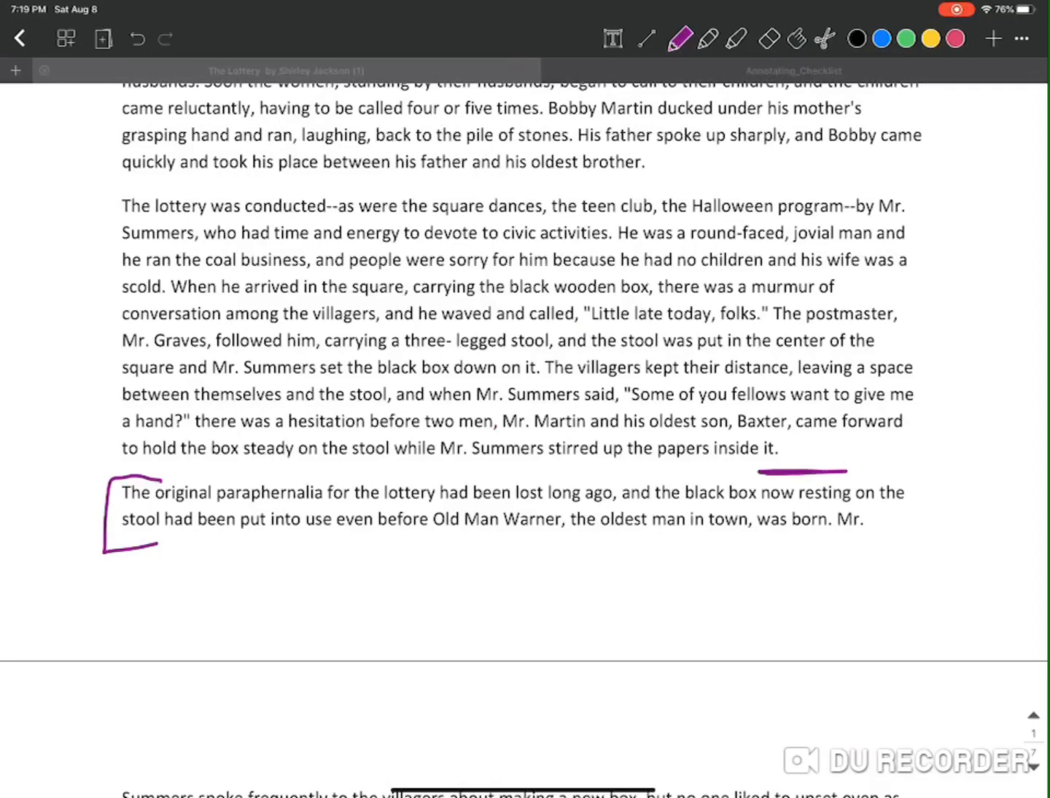The postmaster Graves followed him, carrying a 3-legged stool, and the stool was put in the center of the square, and Mr. Summers set the black box down on it. The villagers kept their distance, leaving a space between themselves and the stool, and when Mr. Summers said, "Some of you fellows want to give me a hand?" there was a hesitation before 2 men, Mr. Martin and his oldest son Baxter, came forward to hold the box steady on the stool while Mr. Summers stirred up the papers inside it.